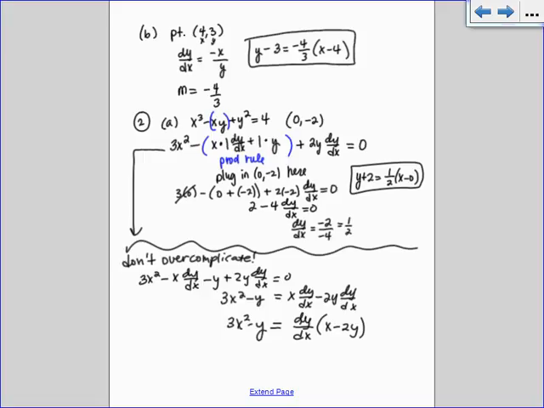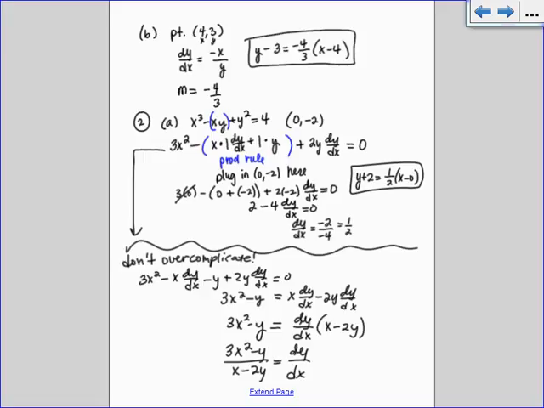And then they divide that x minus 2y over. So you get 3x squared minus y over x minus 2y equals the slope dy over dx. And it works out the same. Like if you plug in 0, negative 2 here, 0, negative 2 gives you 2 on top. 0, negative 2 gives you 4 on bottom. 2 over 4 is still 1/2. Does that make sense? But sometimes these are super complicated to get dy over dx by themselves.